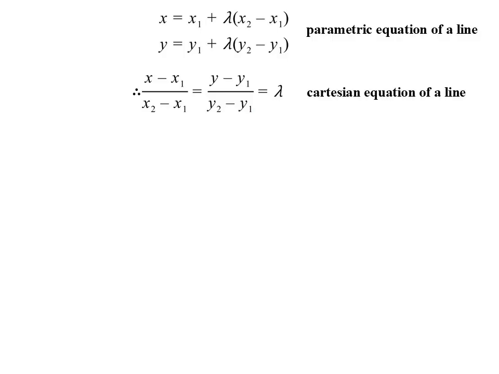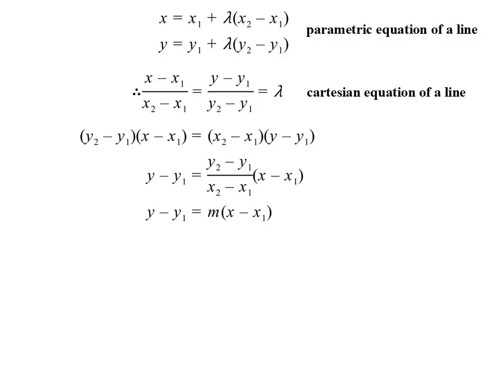It's just not in the format that we're used to seeing it, because we don't normally say it is equal to some constant value. But that is indeed the Cartesian equation of the line. To prove it, let's just play with these first two terms. If I was to cross multiply, of course y2 minus y1 over x2 minus x1 is the slope, and there is the equation of a line. It's our point-slope formula. So it does turn out to be the same thing.